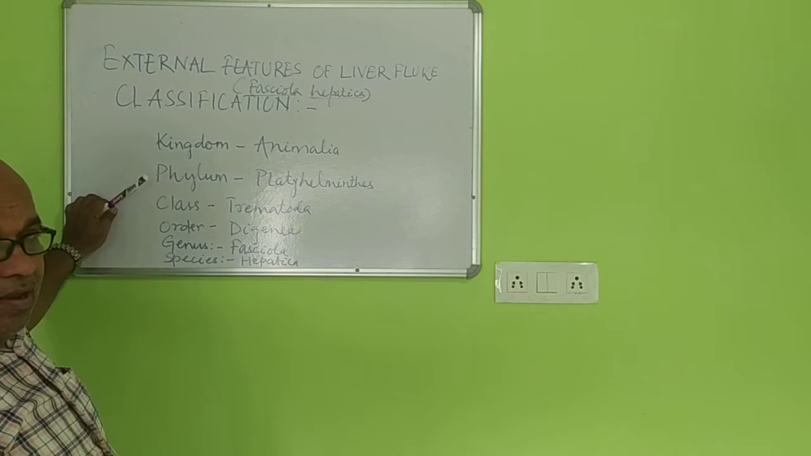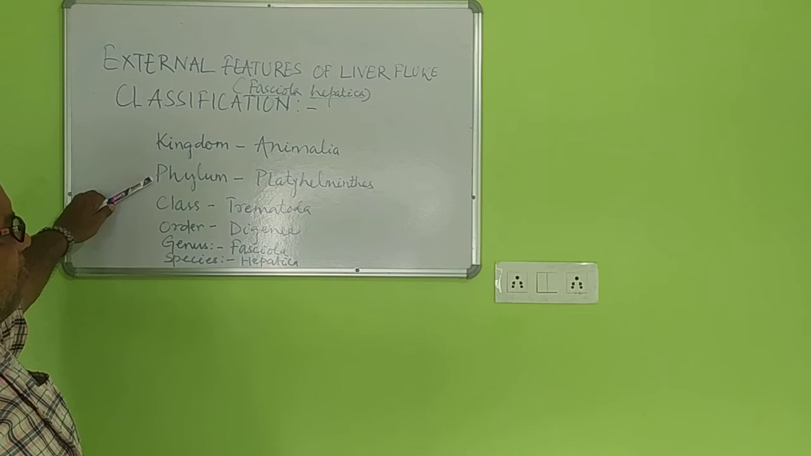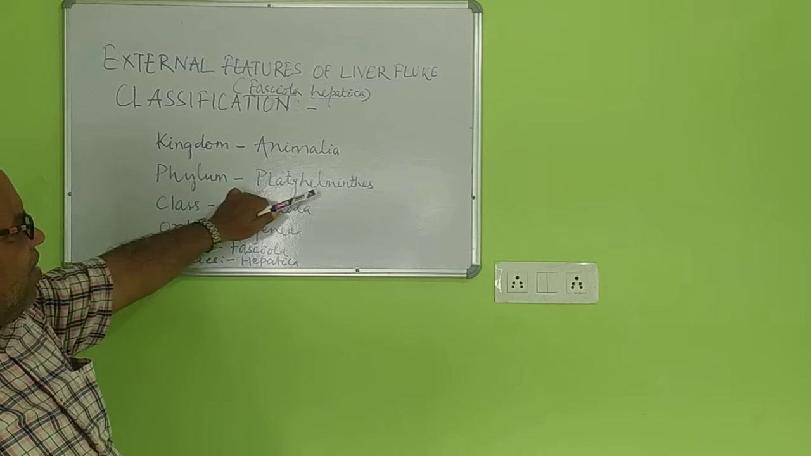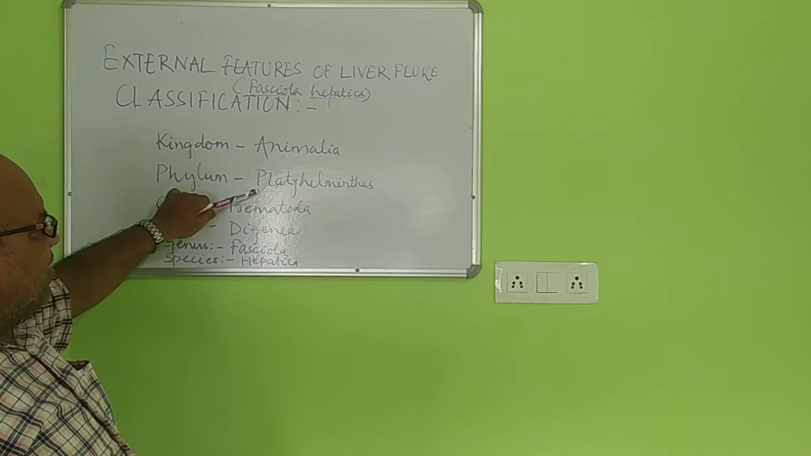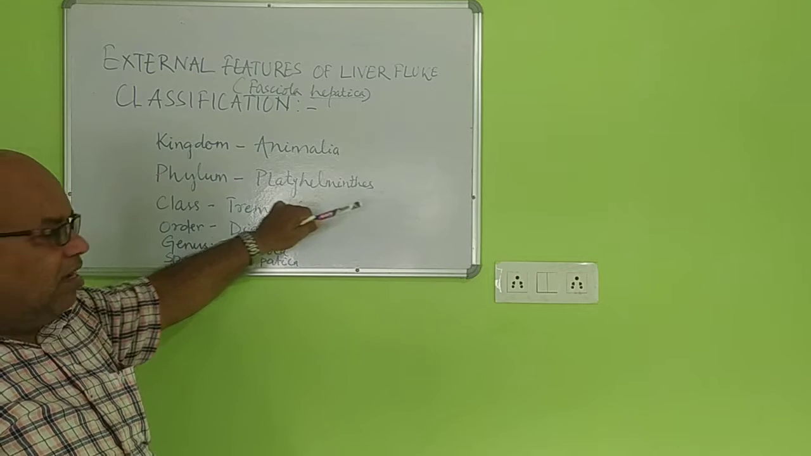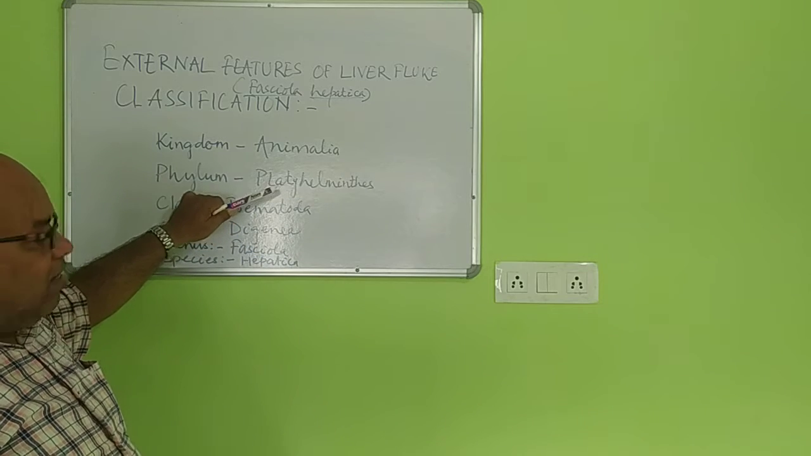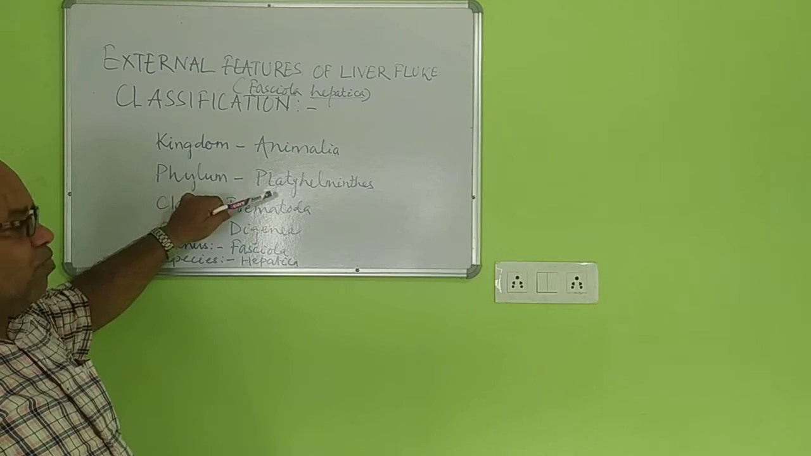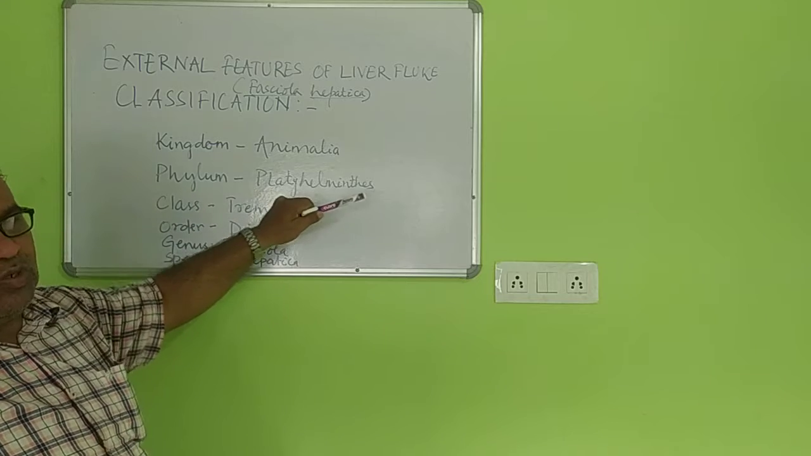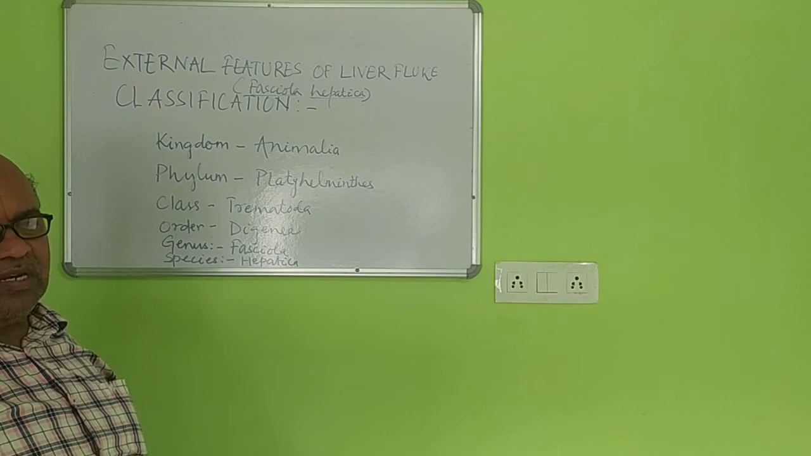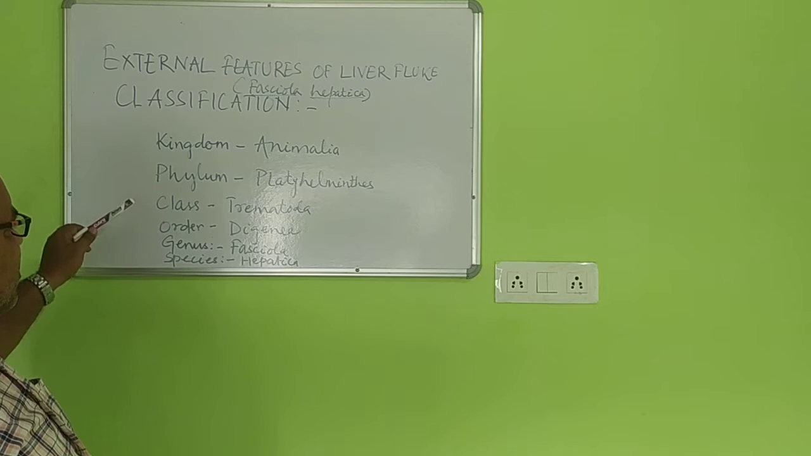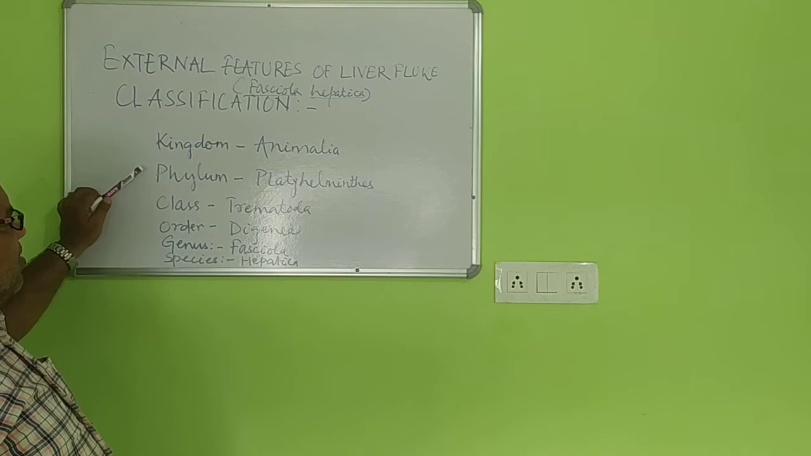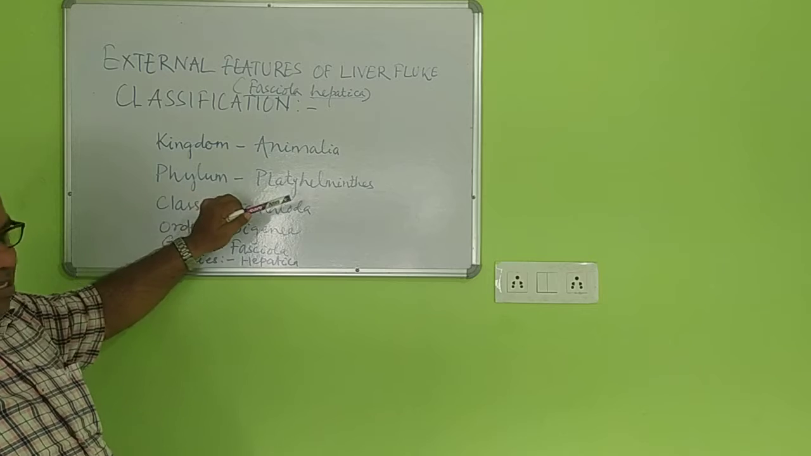Then the phylum is Platyhelminthes. Platyhelminthes is a Greek derivative term, derived from the two Greek words platy and helminth. Platy means plate, that is, dorsoventrally compressed. Helminth means worm. The body is dorsoventrally compressed, flattened. Due to this character, the animal belongs under the phylum Platyhelminthes.